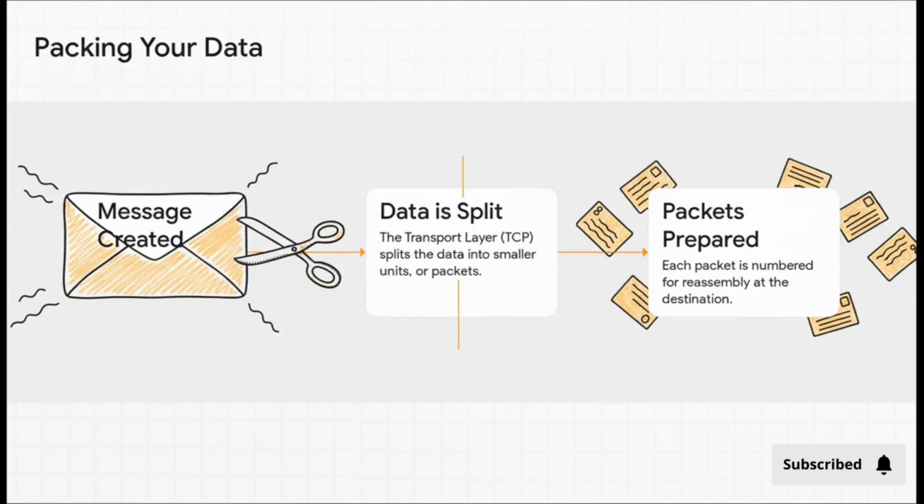See, sending a huge web page or a big email in one go is like trying to mail an entire novel on a single sheet of paper. It's just not going to work. So, TCP does something brilliant. It chops your data into smaller numbered chunks called packets. Think of it like tearing your long letter into a series of numbered postcards. It just makes everything way easier to manage.